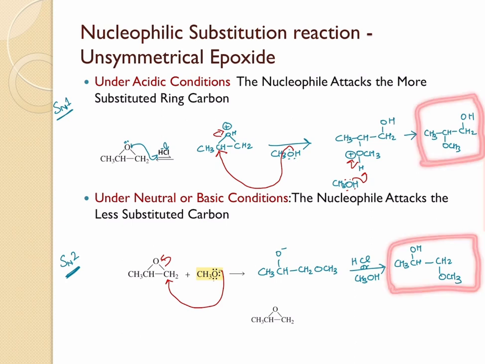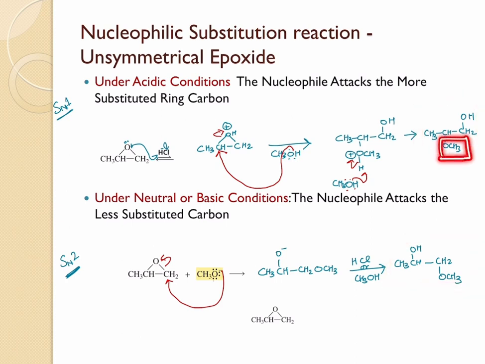Look into this. The OCH3 has been added to the carbon which is highly substituted here, but here it got added to the less substituted carbon. So these two products are definitely different. So when you have an unsymmetrical epoxide, this is the carbon that will be attacked under basic conditions, whereas this is the carbon that will be attacked under acidic conditions. So basic conditions or neutral conditions for here.